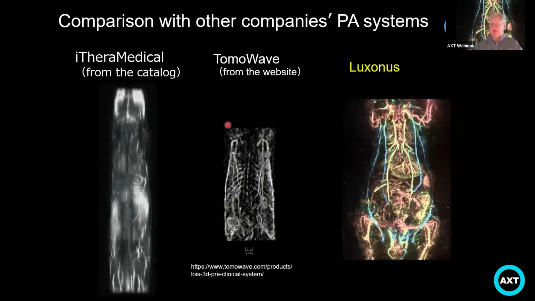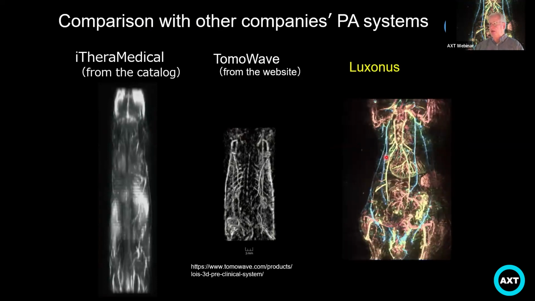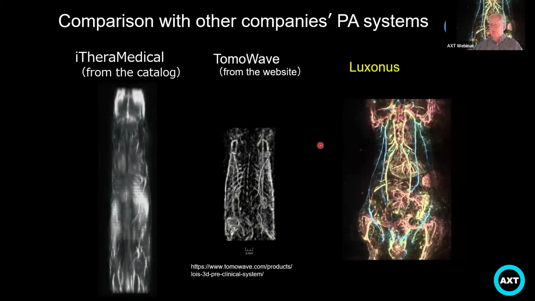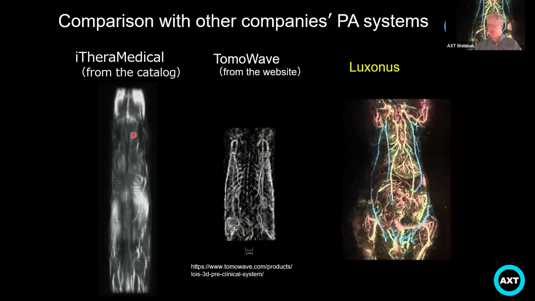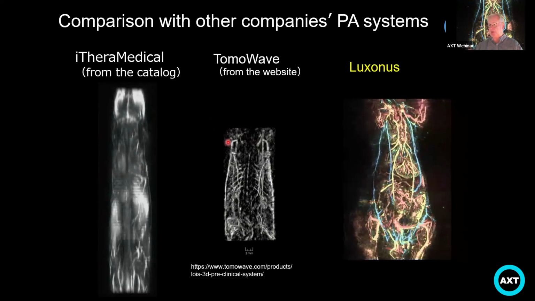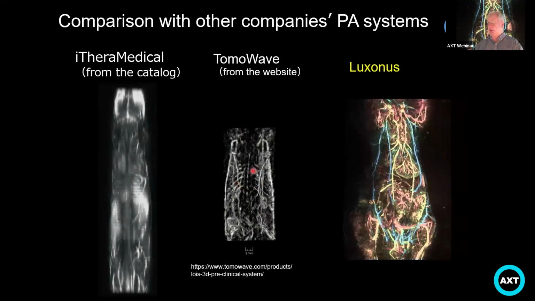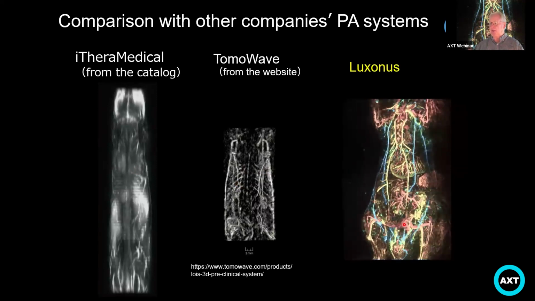And to further emphasize the anatomically very accurate images that the system provides, this is an example where we're looking at published images from Ithera, one of its competitors, and Tumor, another, showing representative images that they actually use for marketing purposes, compared to the sort of image that we get from the Luxanos system.